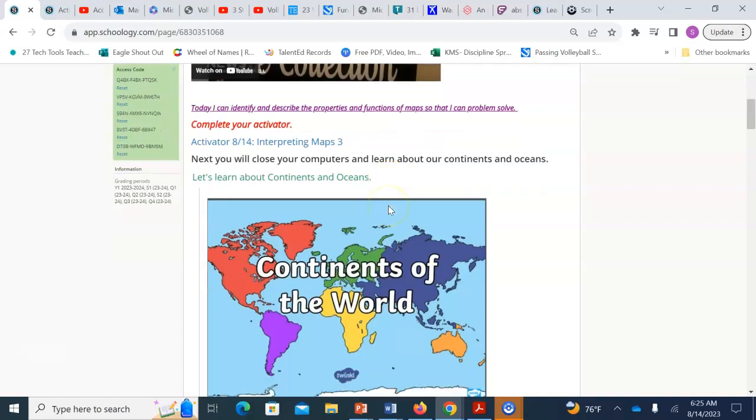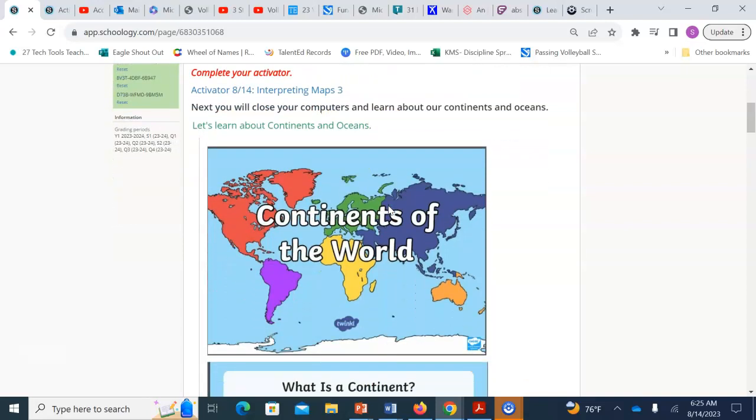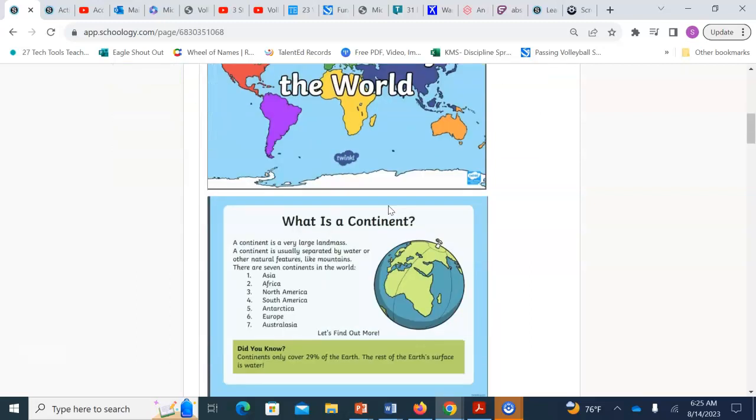All right, so we need to learn about the continents of the world because all of our geography is going to come back to continents and oceans, okay? So what is a continent? It's basically a large landmass, typically separated by water or some other natural feature, like a mountain.